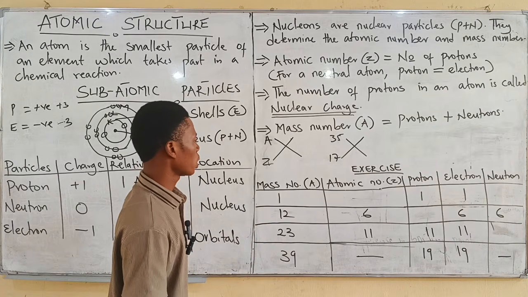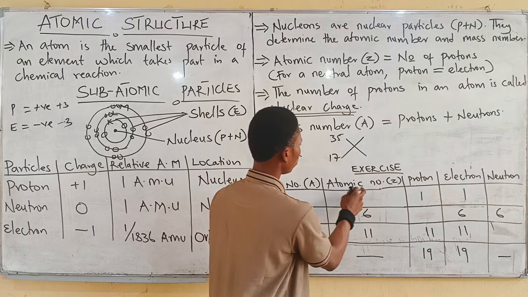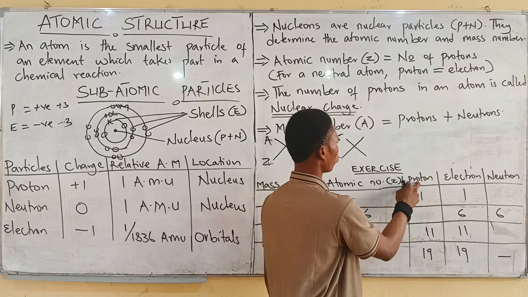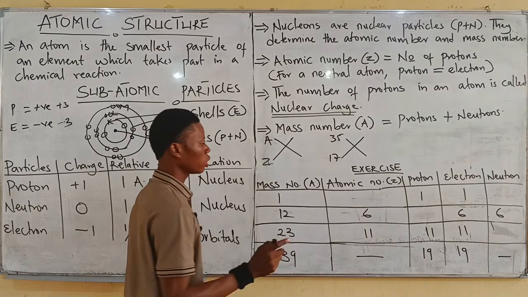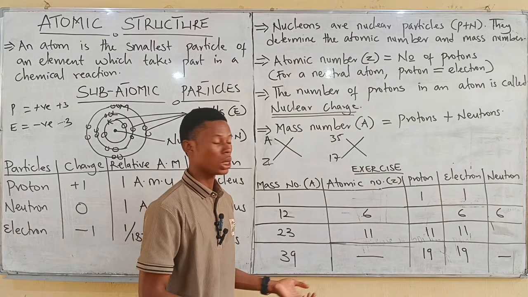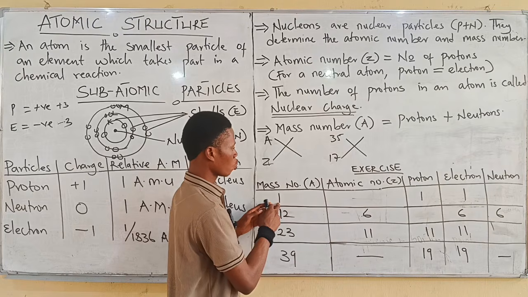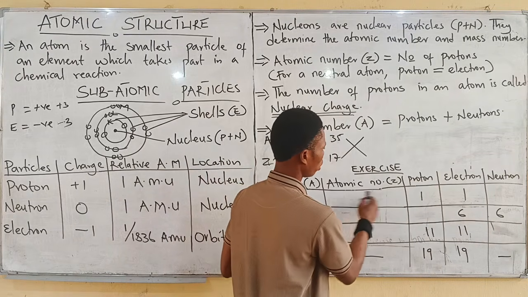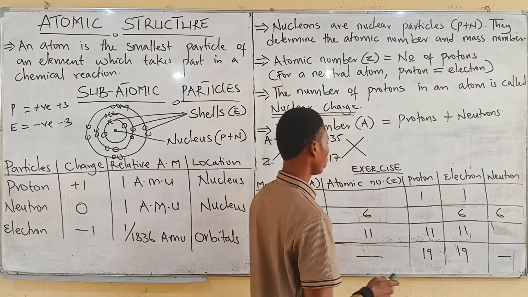Now, let's do some exercise. Here we have mass number A. Here we have atomic number Z. Here we have proton, electron, and neutron. We have to complete this table. Please pay great attention because in most exams you see this. Now, the mass number here is given as 1. We're not giving atomic number. We're giving proton as 1, electron as 1, neutron we're not giving.